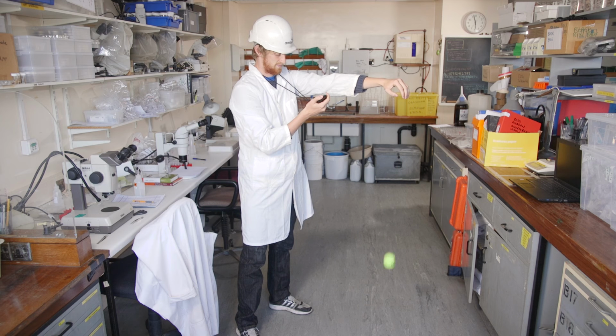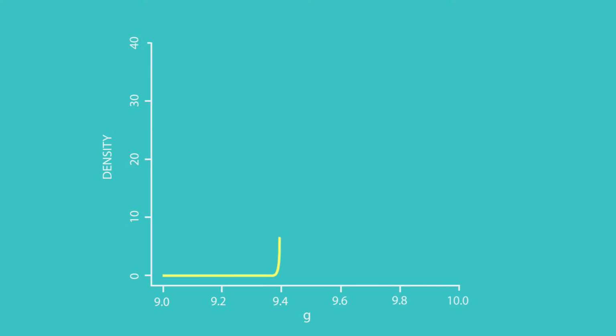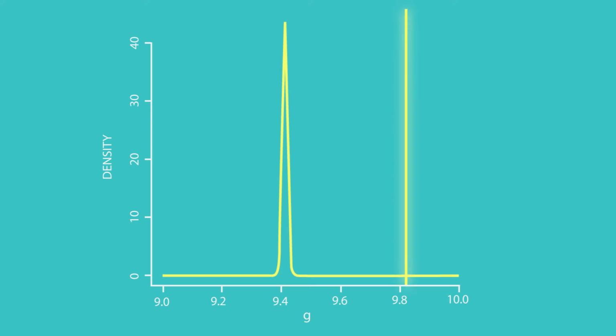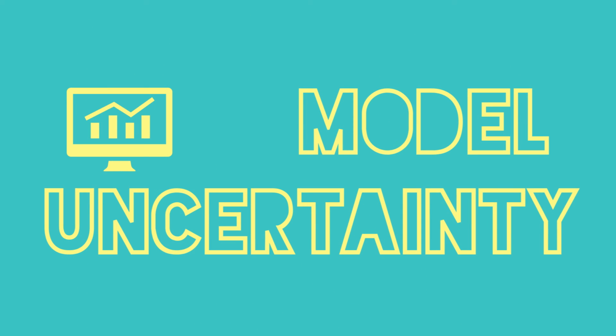By repeating the experiment, we become more certain about the value of g, but this is still wrong. The true value is 9.81. Our model is an oversimplification that doesn't take into account wind resistance. This is an example of model uncertainty.